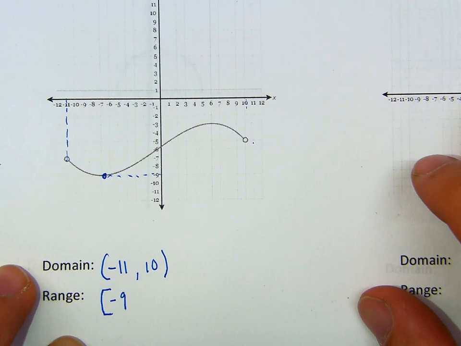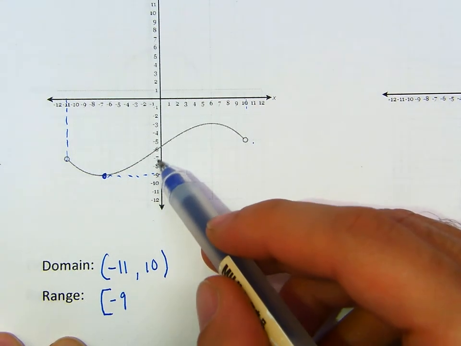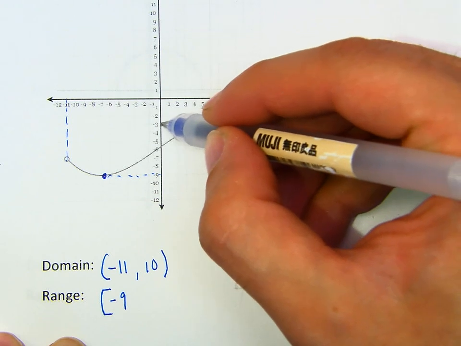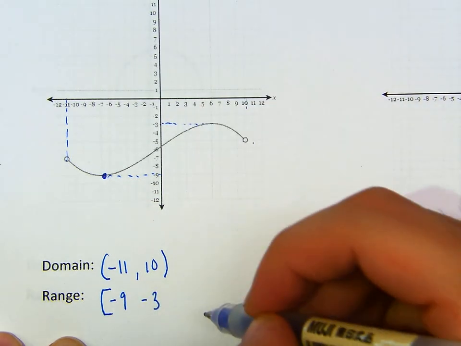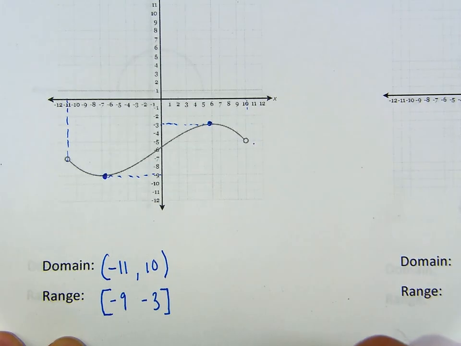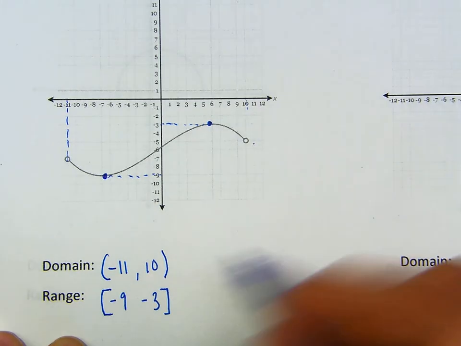And then what do we have over here? How high does the graph go? The graph peaks over here at -3, and this is also a bracket because this point is closed. Okay, good.